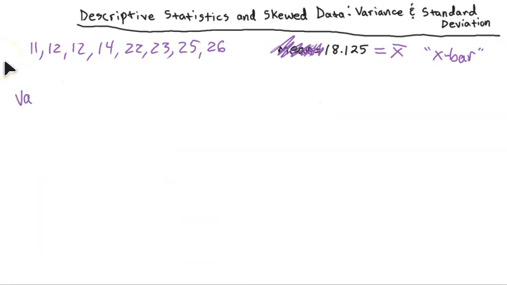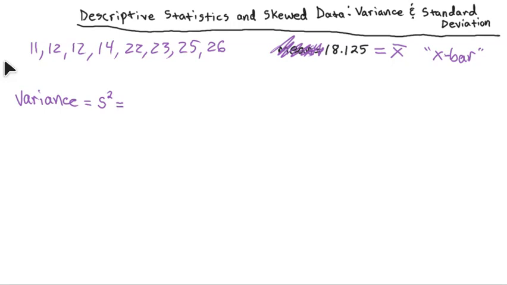So here is how we identify the variance of a data set. Now the variance is represented by the letter S, lowercase s, squared. So we call this s squared, or the variance of the sample data. And here's what we do to identify the variance.